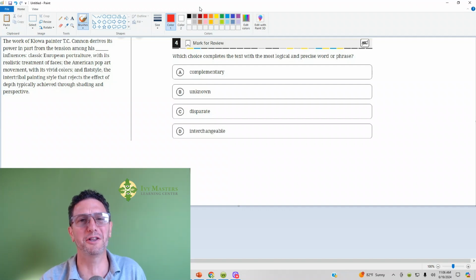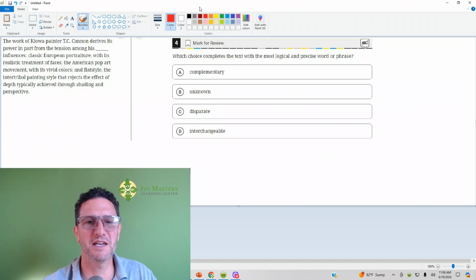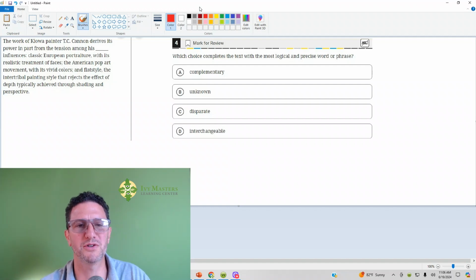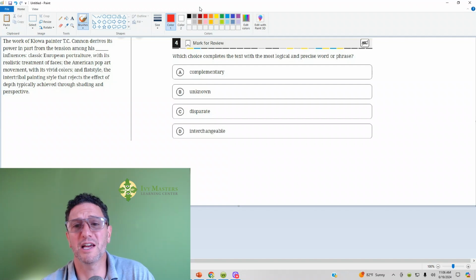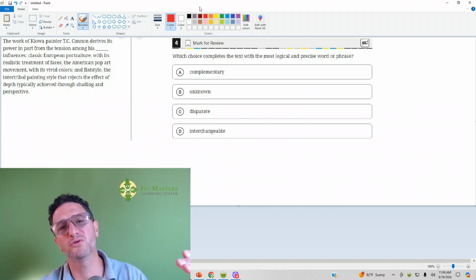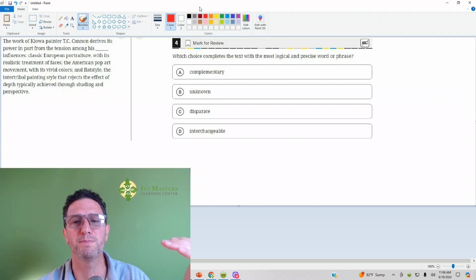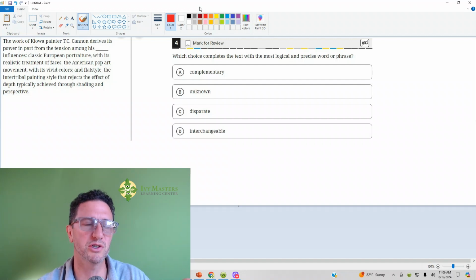And today we're going to look at the fourth question from Digital SAT Test 2, Module 2B. This is the harder set of reading and writing questions. Number 4 reads, which choice completes the text with the most logical and precise word or phrase? Always read the question first so you know what type of question to expect. We know it's a sentence completion also because it's in the beginning of the module. We go to the passage.